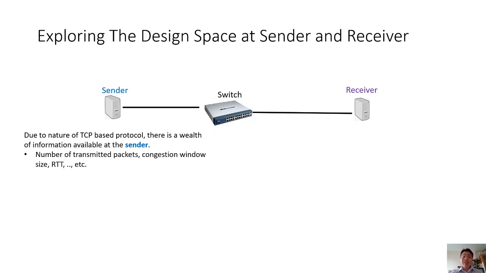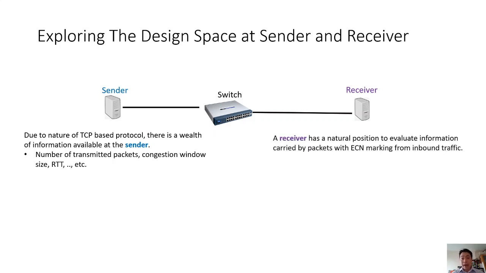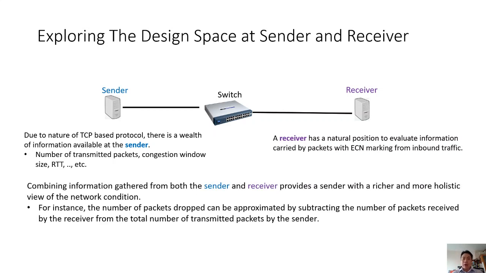Based on how DCTCP was designed, there is a wealth of information available at the sender end. For example, the number of transmitted packets, congestion window size, RTT, and many more. And on the other end, the receiver is in a natural position to evaluate information carried by packets with ECN marking from the inbound or incoming traffic. So imagine that by combining information gathered at both sides, the sender and the receiver, we will have a richer and more holistic view of the network conditions.